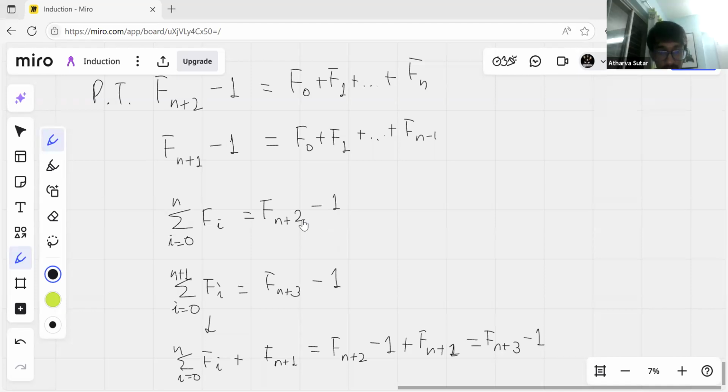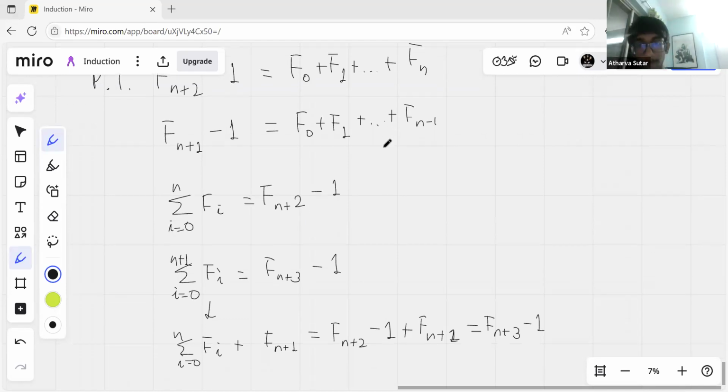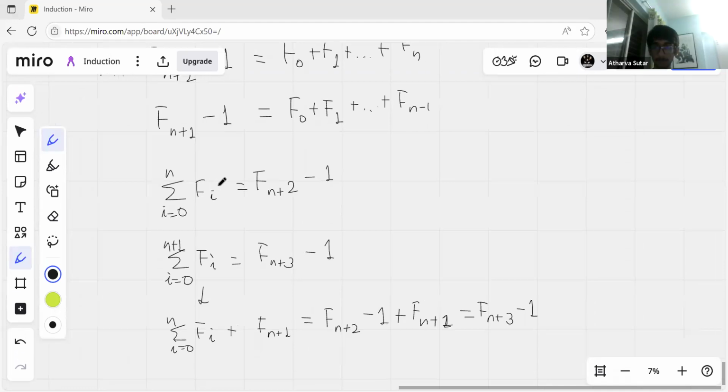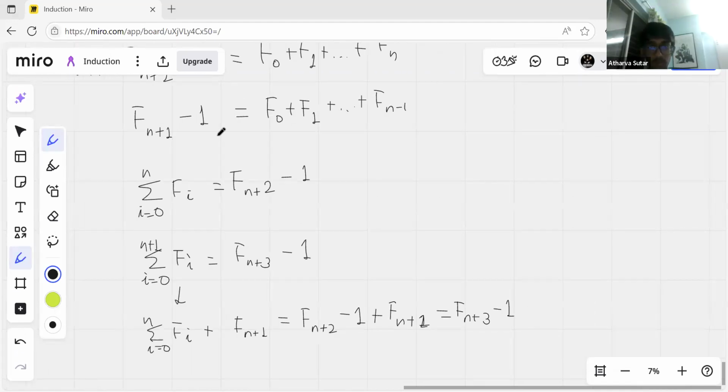Yeah, this is a weak induction. Strong induction is not that common. I mean, weak induction is way more common than strong induction. Okay, so no questions, right? Or does anyone have any doubts? Okay, cool.